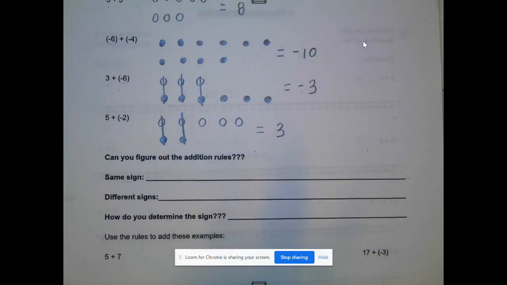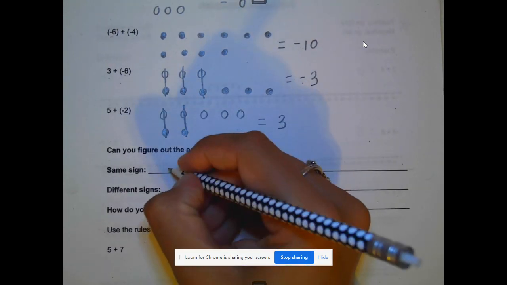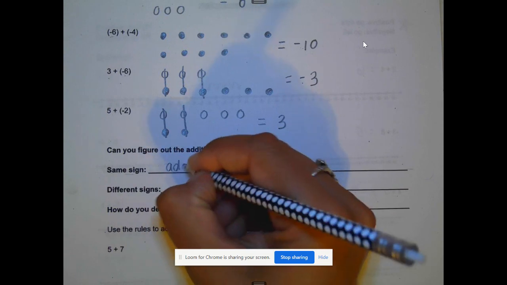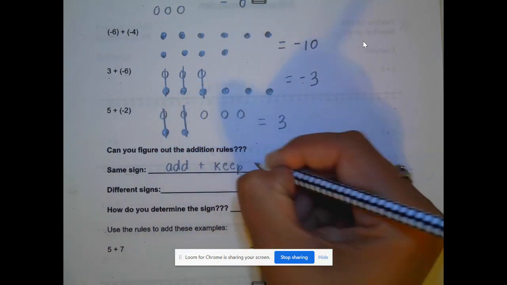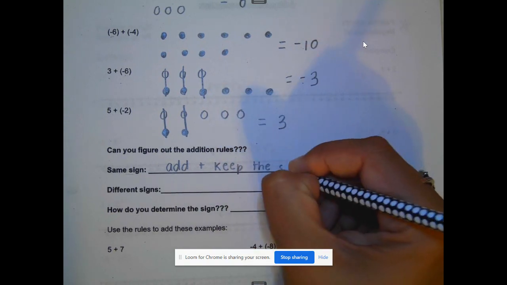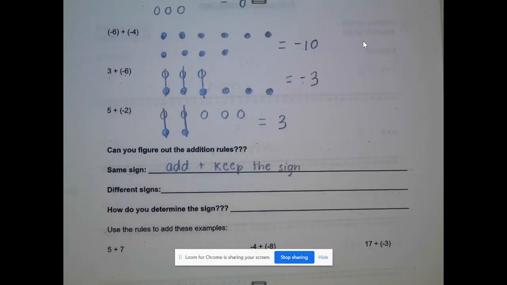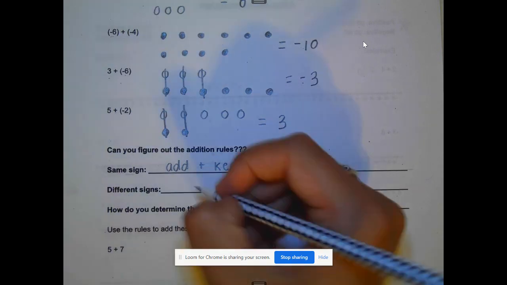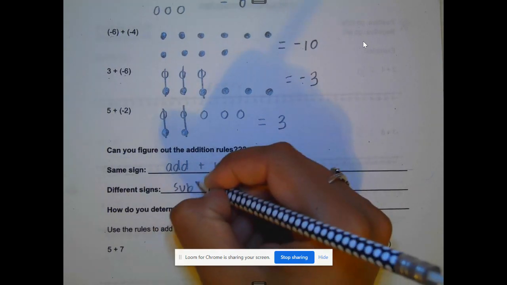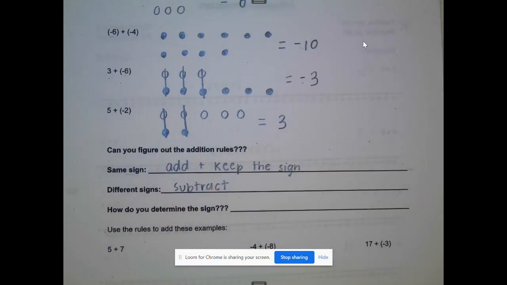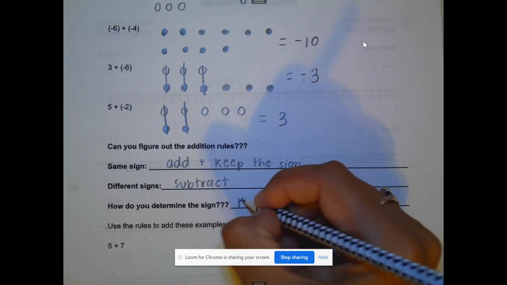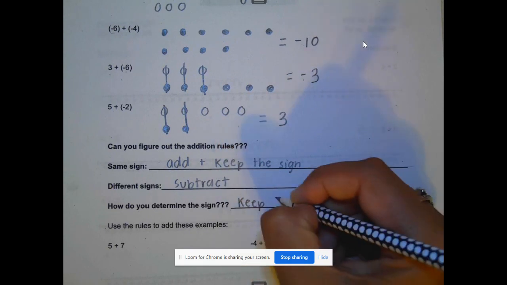So to fill in our rules, it's same signs, add, and keep the sign. Different signs, subtract. How do you determine the sign? Keep the sign of the bigger number.